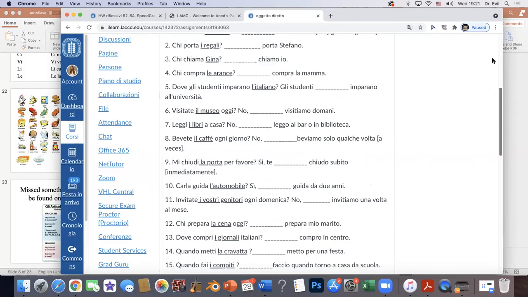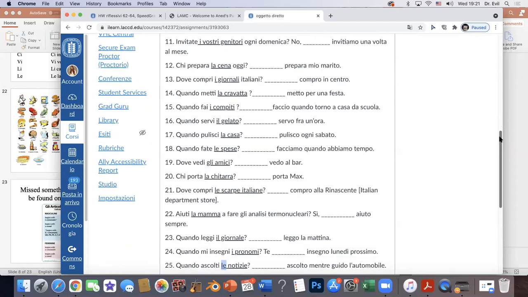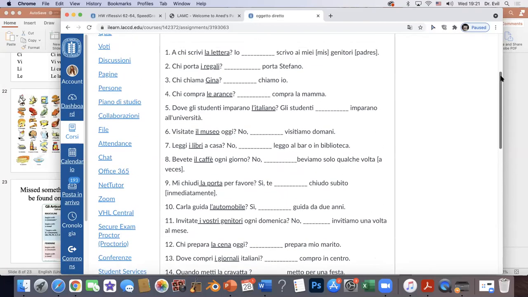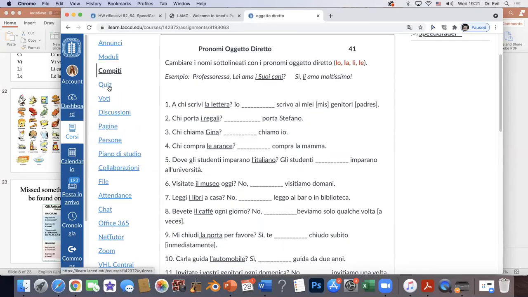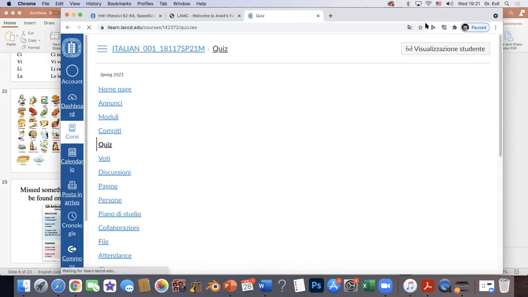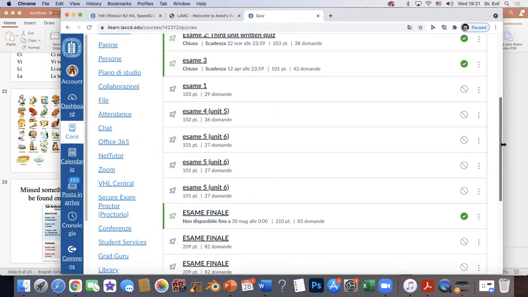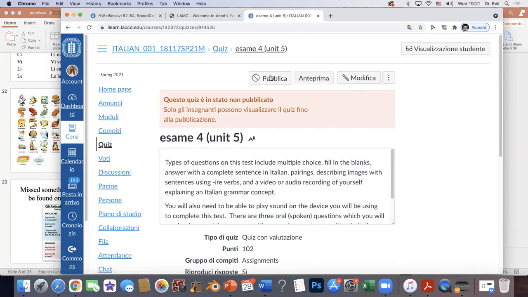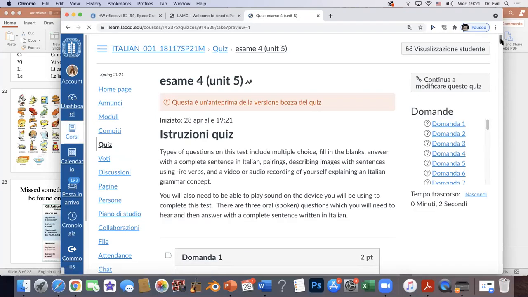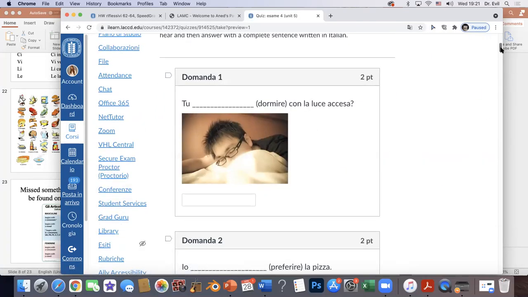Questo è tutto. Oh, no, I wanted to show you one other thing before. This is close to you guys still, but this is a little preview. Esame. Okay, let's see what you can expect. Although we are going to have class on Monday, and then I'm going to open the quiz here. So, anteprima, vediamo, right? So, yes, tu dormi con la luce accesa, right?